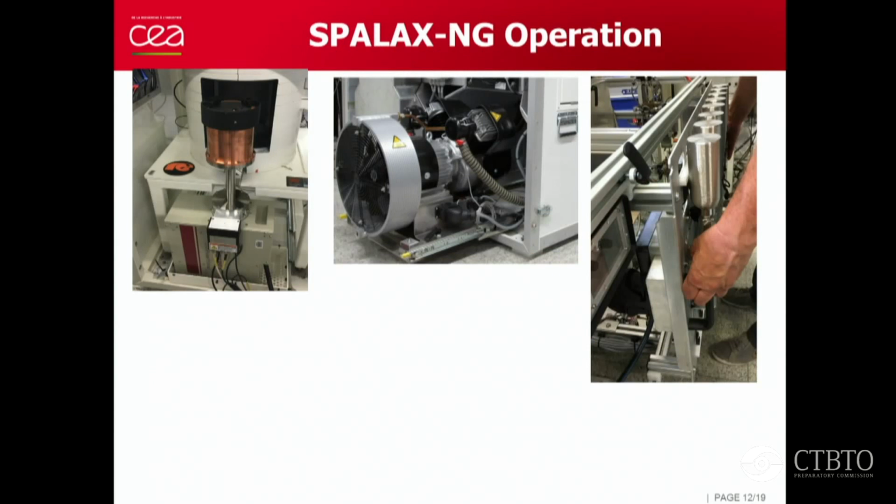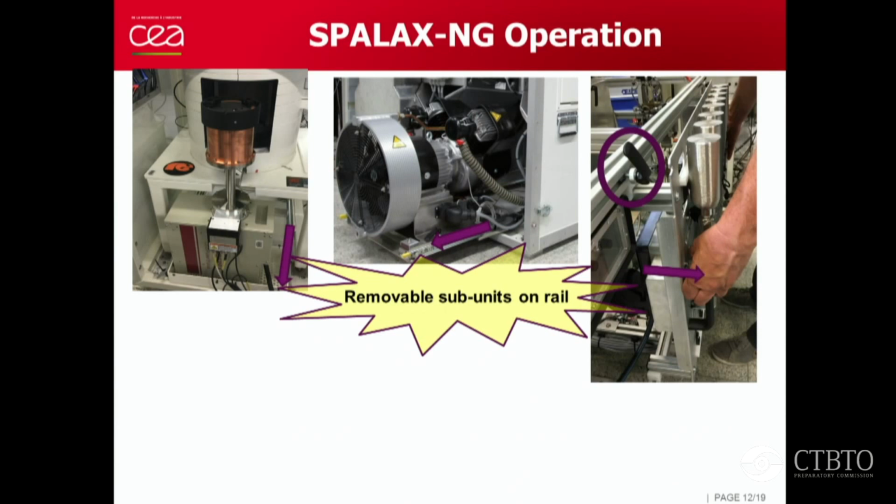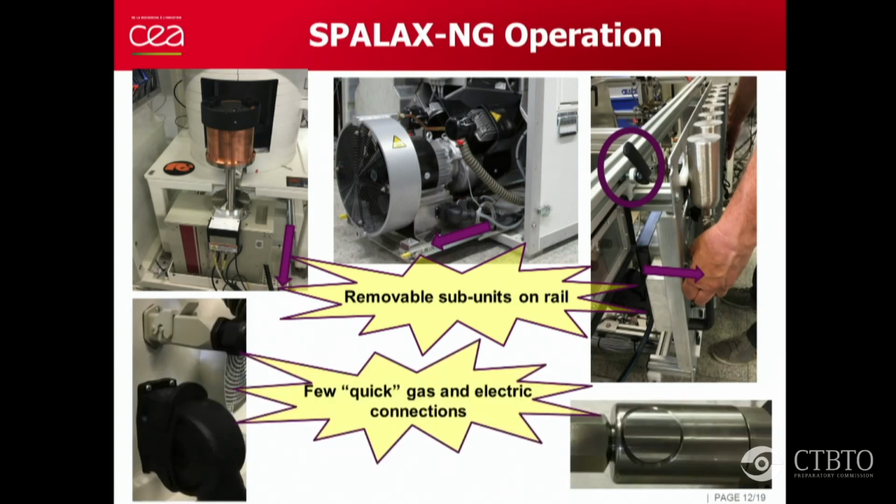About the operation now, as I mentioned, a key point is to have easy operation, and so it has been done by putting every part of the system into different subunits. It is divided in different subunits that are located on rails and that are fully removable. So it's quite simple to maintain the system thanks to this. Another point, we have only a few quick gas and electric connectors between each module, so it's also very easy, very fast. Only one connector for gas and one connector for electricity between the different modules.